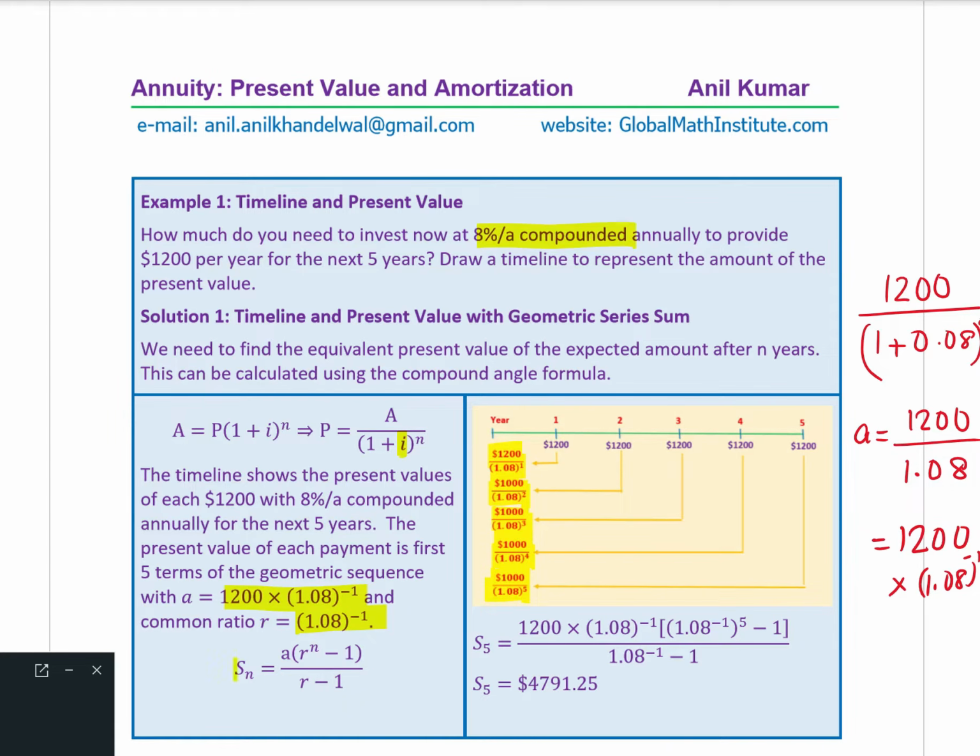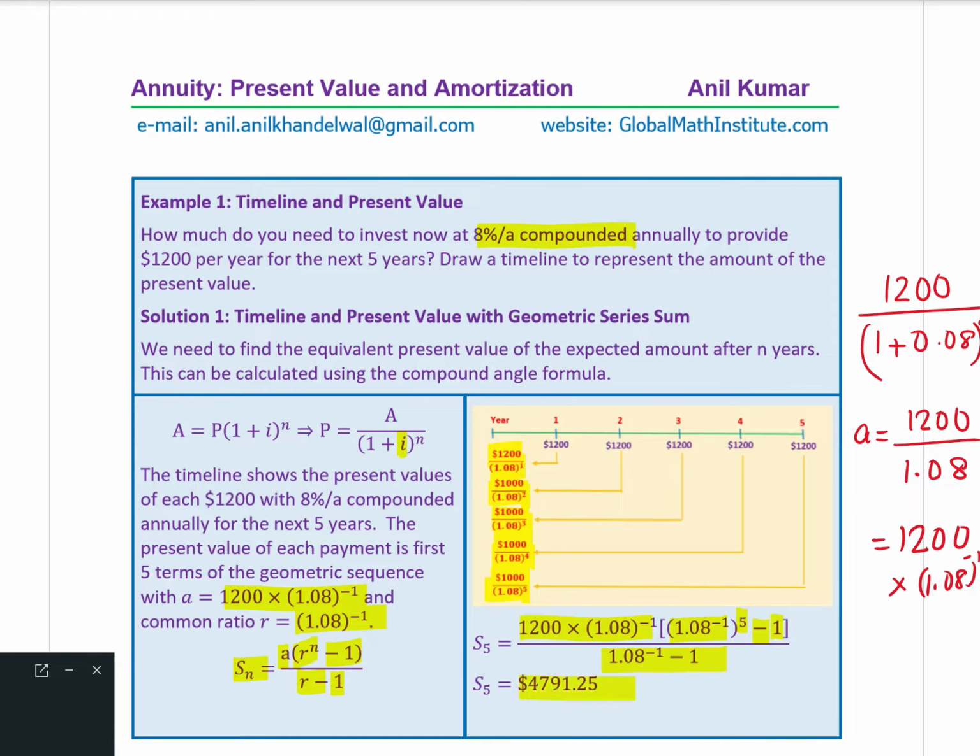The formula for a geometric series is A times r to the power of n minus 1 divided by r minus 1, right? So in this case, A is 1200 into 1.08 to the power of minus 1. And then r to the power of n, r is 1.08 to the power of minus 1, to the power of 5 because we are compounding for 5 years, right? And then minus 1. And in the denominator, you have 1.08 to the power of minus 1, minus 1.